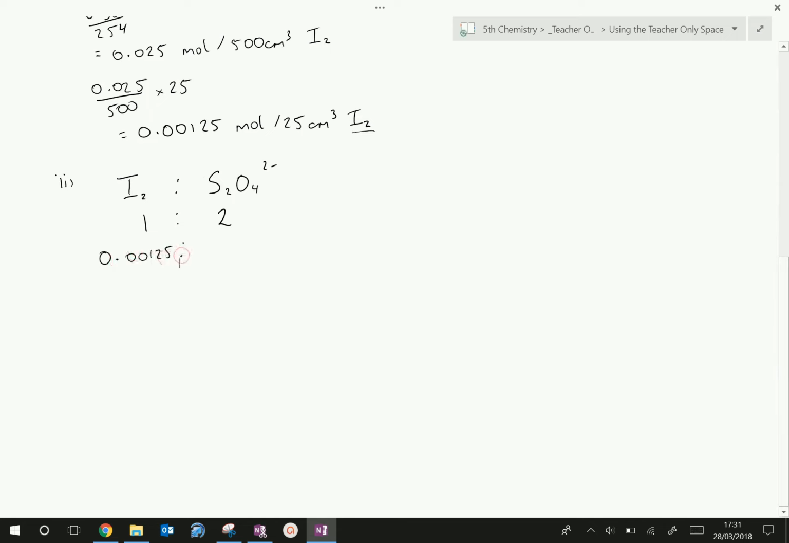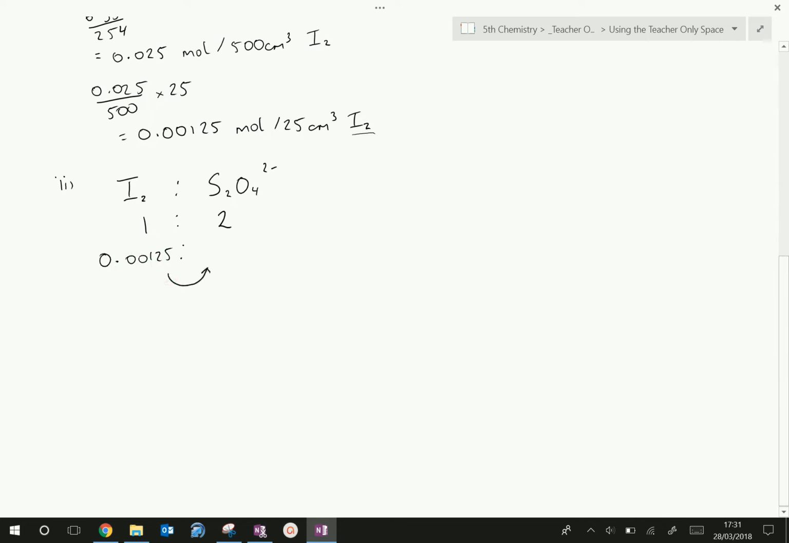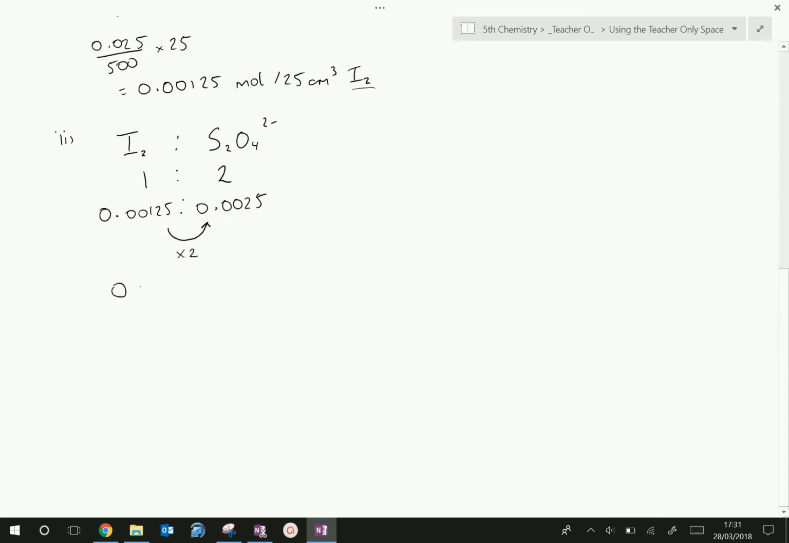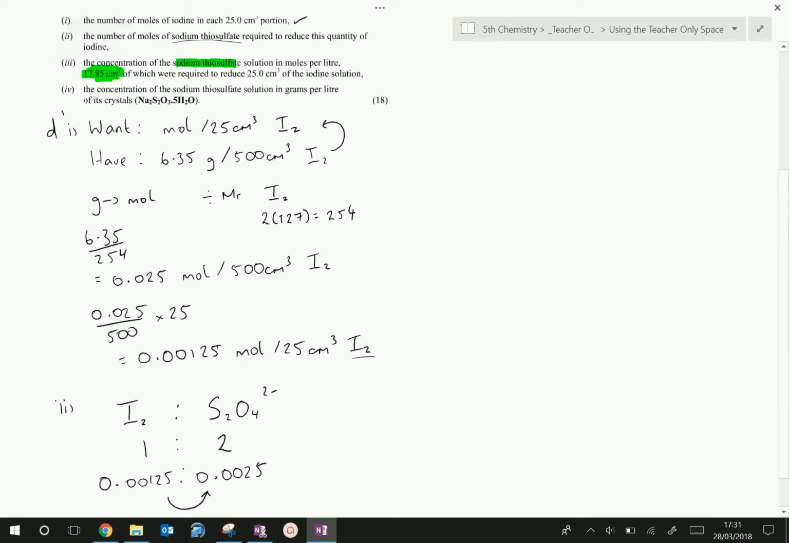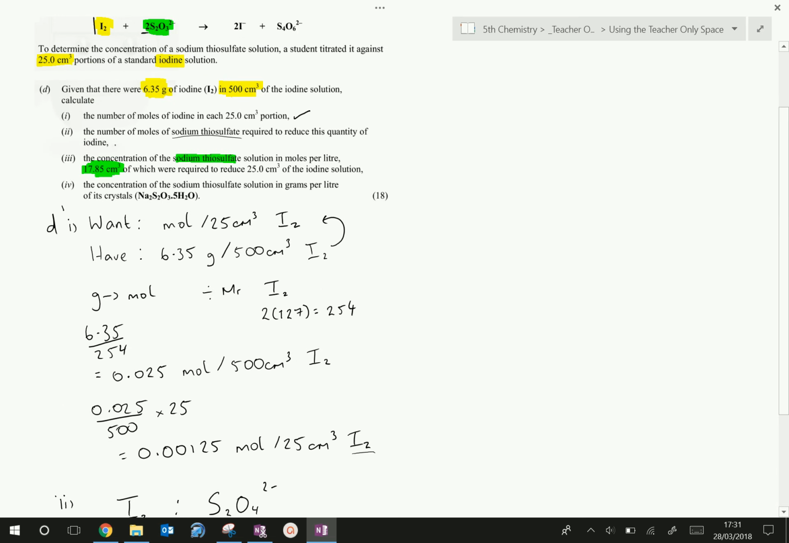And I also know I had 0.00125 moles of iodine. So to turn that into moles of thiosulphate, I need to double it, 0.0025. That's how many moles of thiosulphate we needed. So I have 0.0025 moles of thiosulphate. That's what the question asked for. Finished.